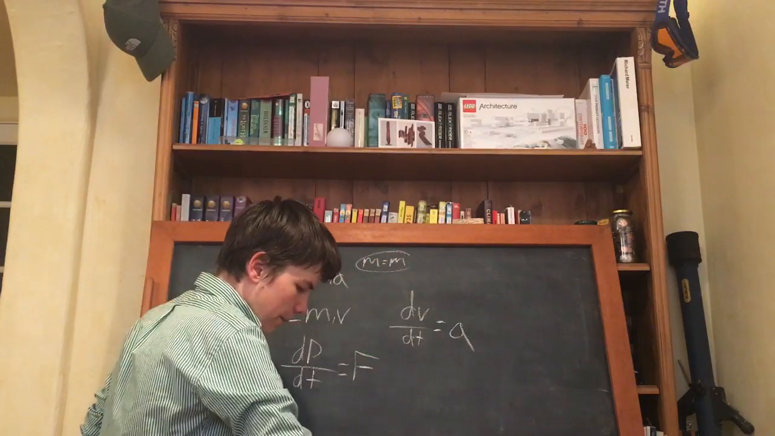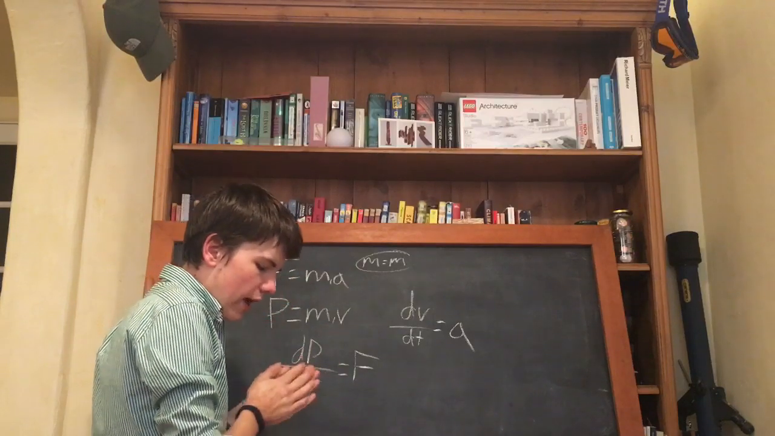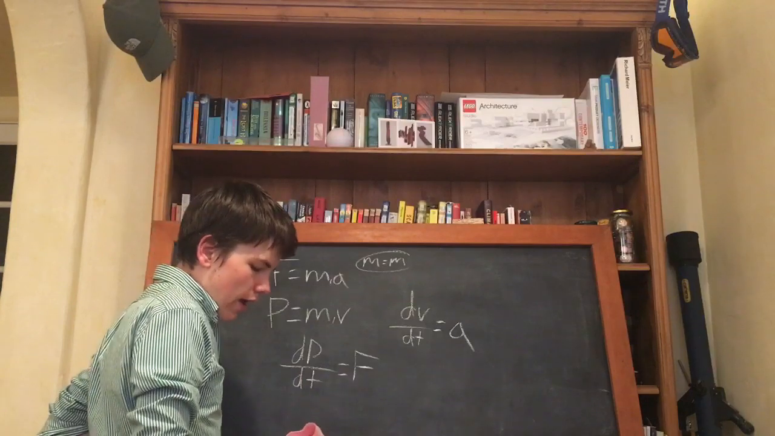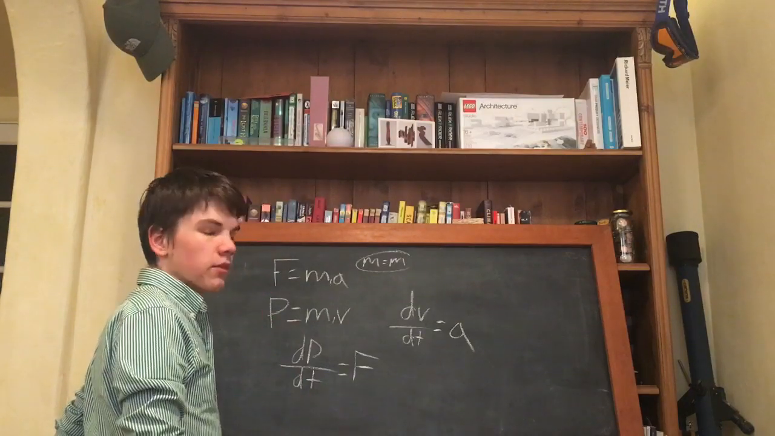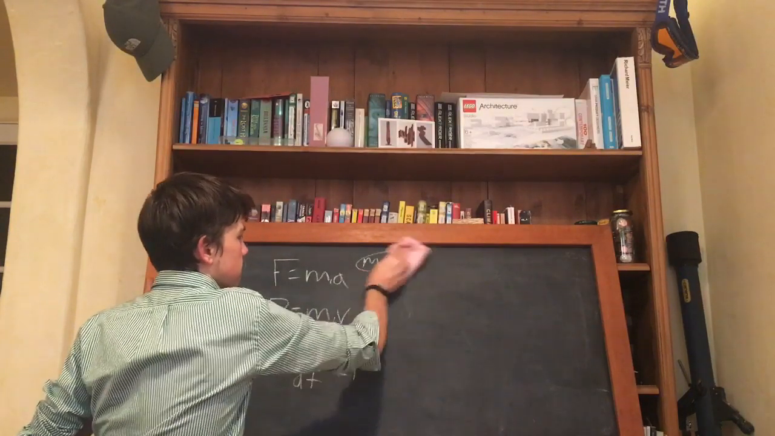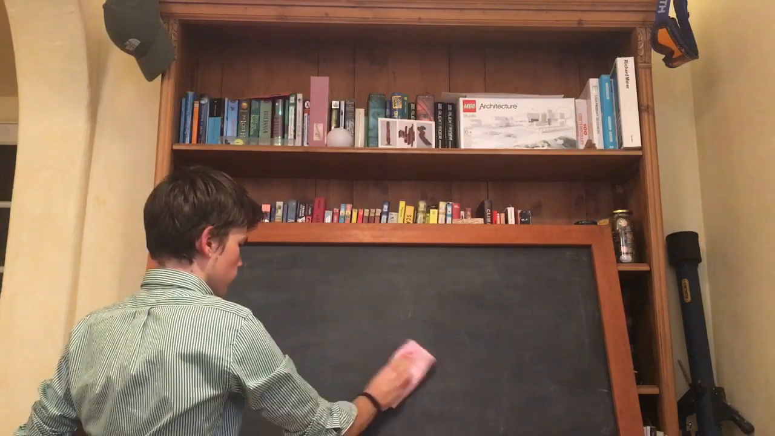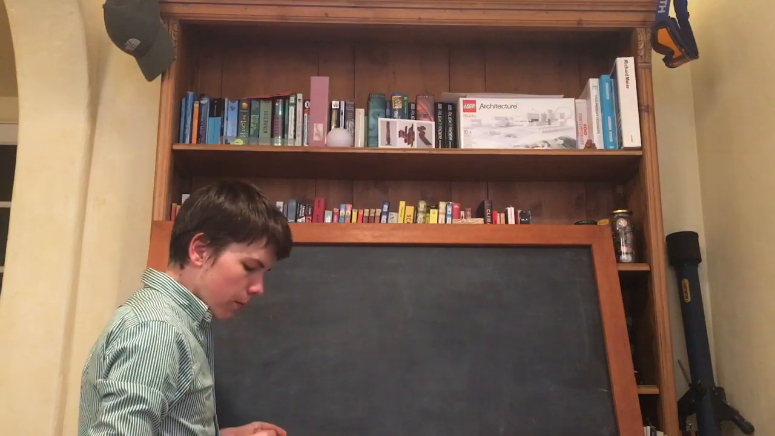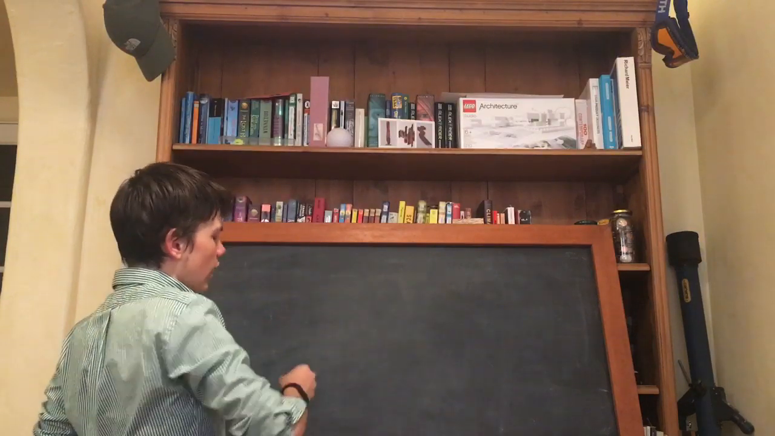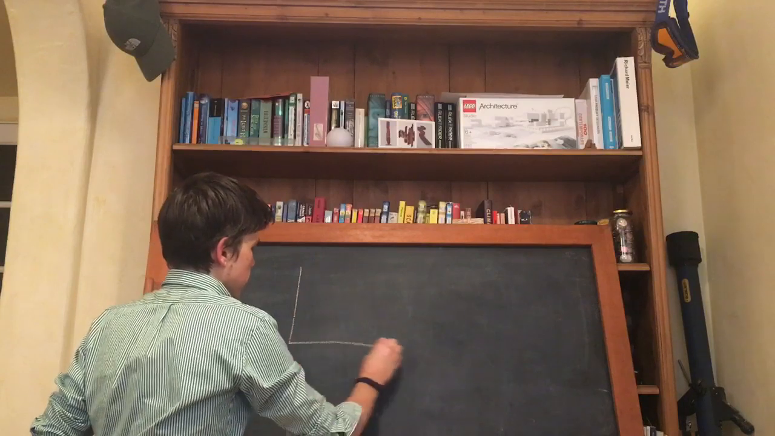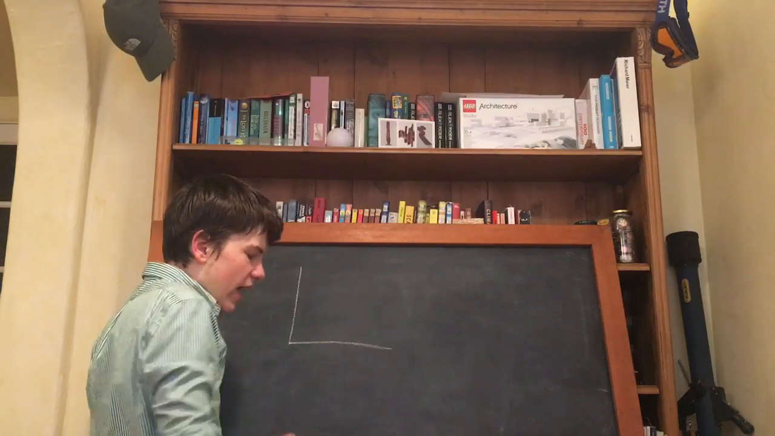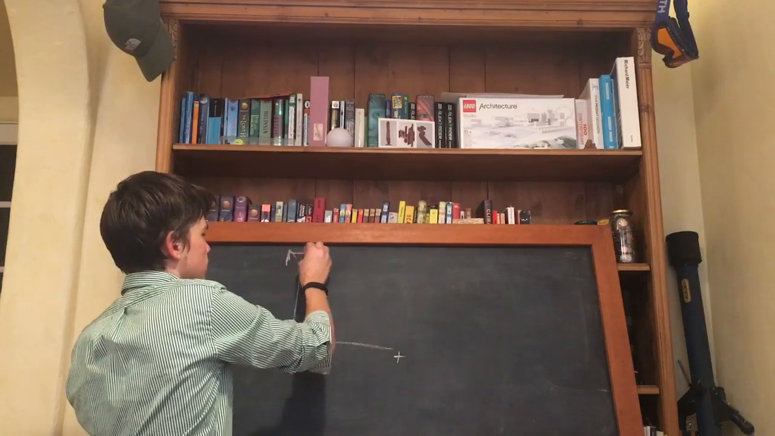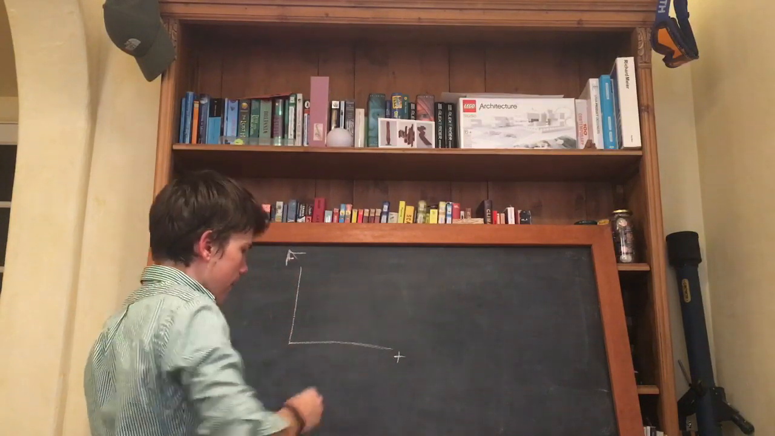All right. So now we're going to look at problem number 27, and we're going to see how we can actually use this relationship to solve the problem. So problem number 27 gives us a graph. The x is time, and the y is force. All right.